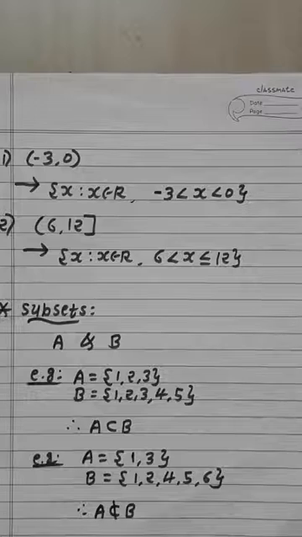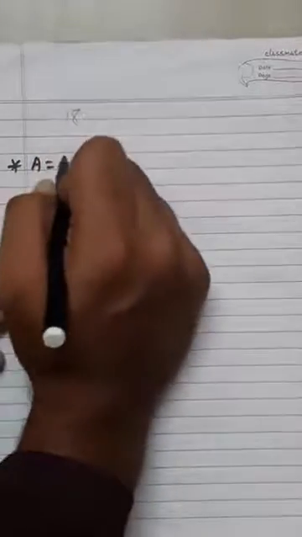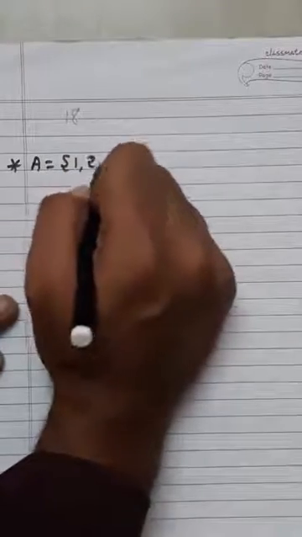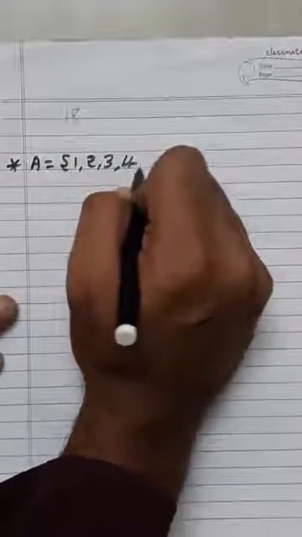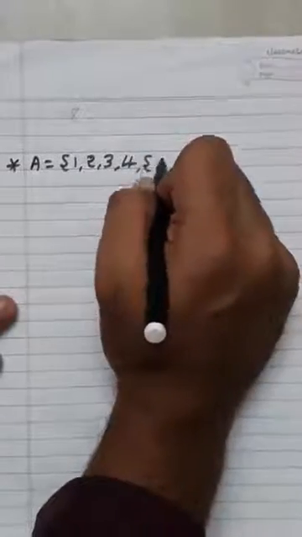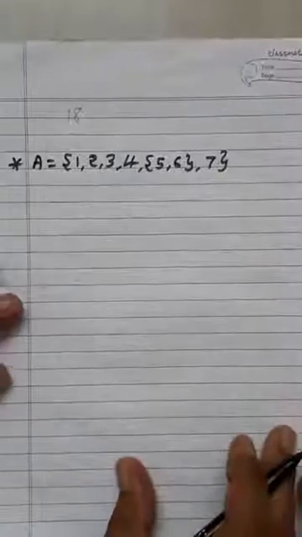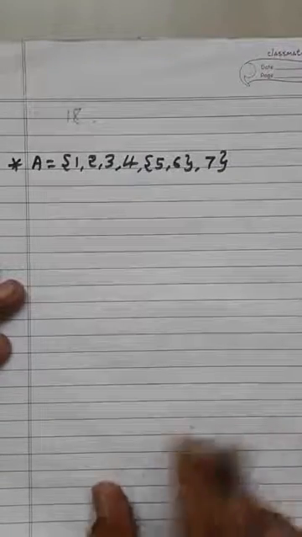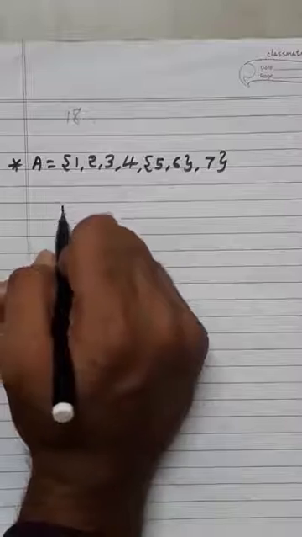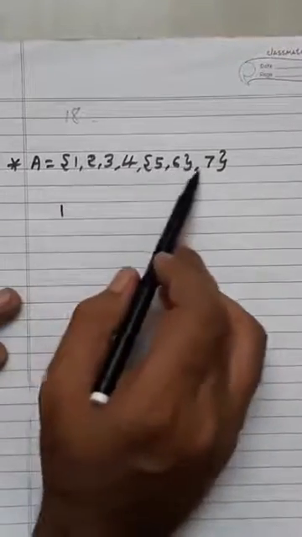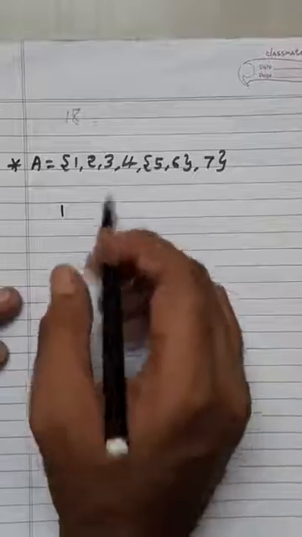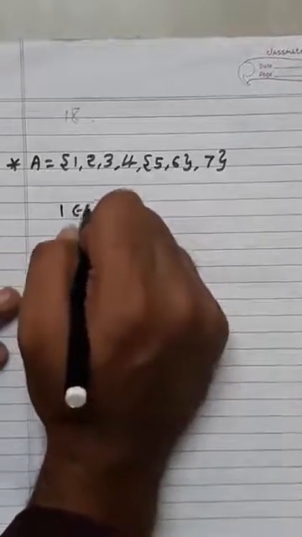Okay, now suppose A is equal to set of 1, 2, 3, 4, set of 5 comma 6, set of 7. Now in case of here, 1 is a single element and 1 is present in this set, so we can say that 1 belongs to A.